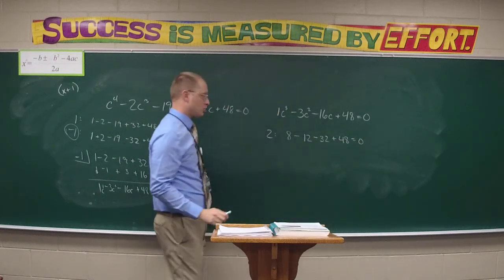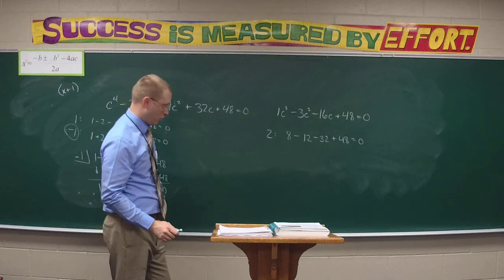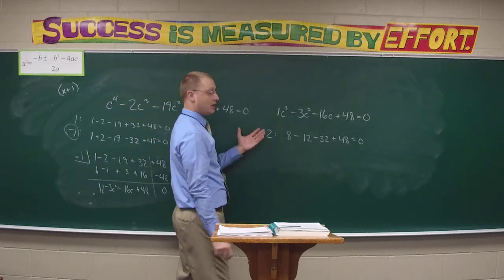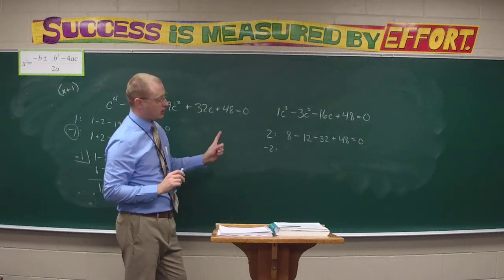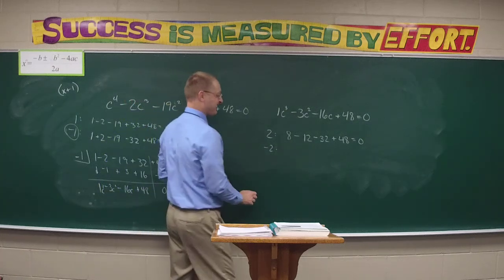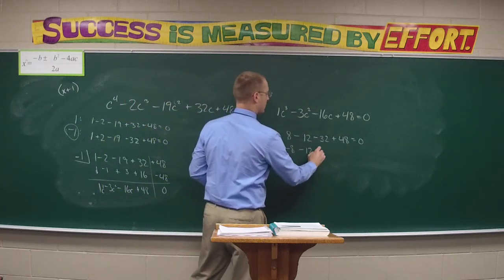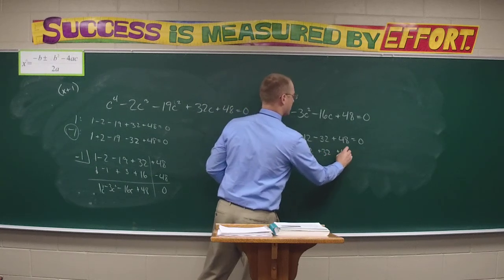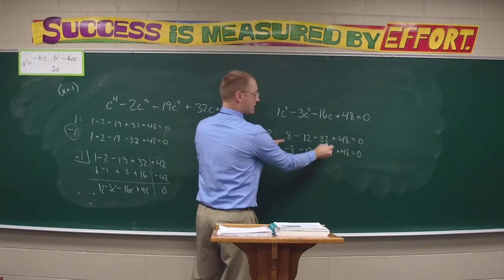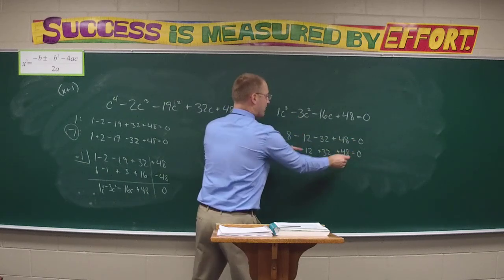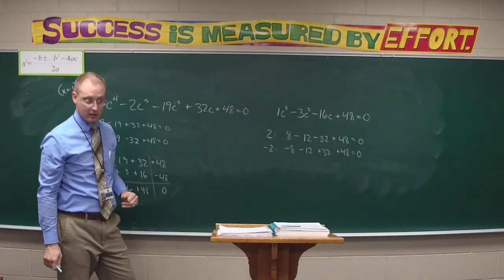All right, is that a true statement? No. All right, so now class we try negative 2. And that's going to change a couple of things. How should I write this down now, Audrey? Negative 8, negative 12, positive 32, positive 48 equals 0. There we go. The odd powers change the signs. The even powers leave them alone. Does that equal 0, class?